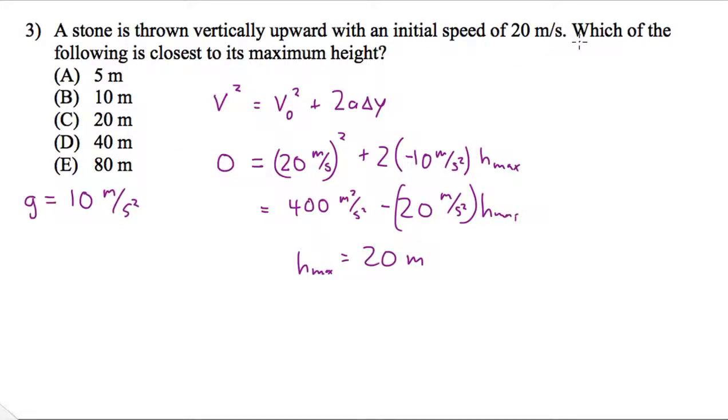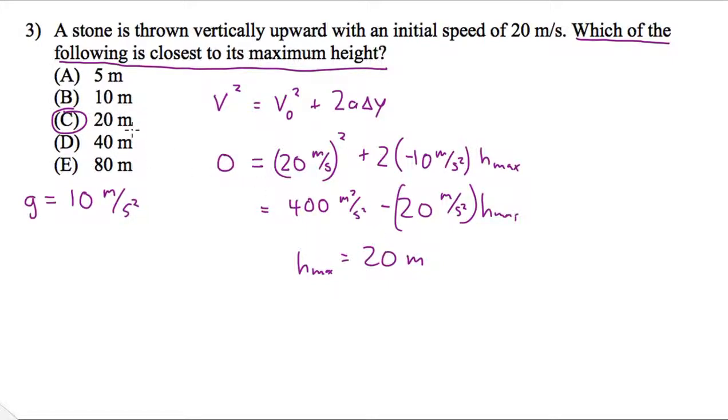Now, the way it's written, notice which of the following is closest to the maximum height. So, first of all, the right answer is C, obviously. But it says which of the following is closest to its maximum height. If you did it with 9.8, you would get a little more than 20, maybe 21, maybe even less than that. And the one that's closest would obviously be 20.